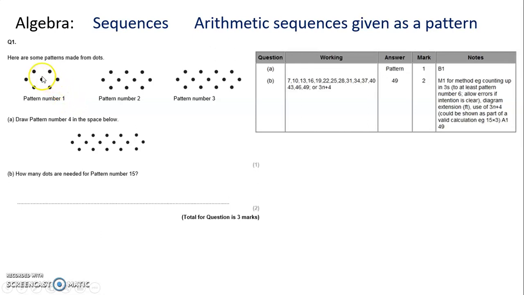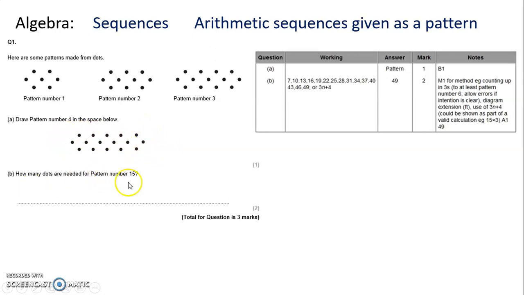So hopefully if we take a moment to look at this pattern, if you exclude these 4 dots right here, you can see that you've got 3 here. And then if we exclude these 4 from pattern number 2, we've got 2 lots of 3. And then if we exclude these 4 from pattern number 3, we've got 3 lots of 3. So pattern number 4 will have these 4, and then we'll have 4 lots of 3 being added on every time as a sort of arrowhead. So this is what pattern 4 should look like.